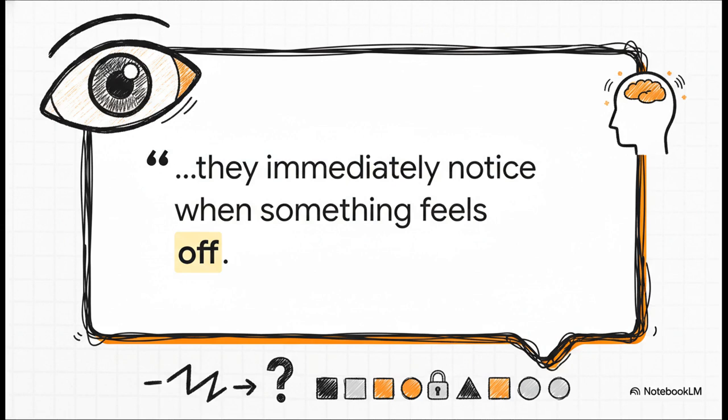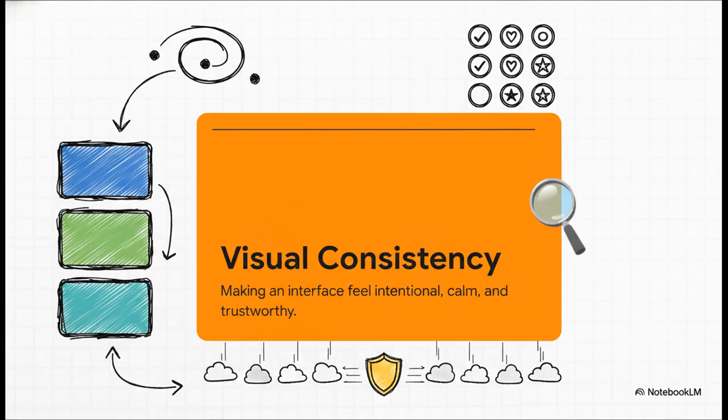They might not know the design lingo, they might not know what a widget is, but they have this incredible intuition. They can instantly sense when an interface isn't quite right, even if they have no idea how to explain why. So what is this secret ingredient? Well, it's called visual consistency.